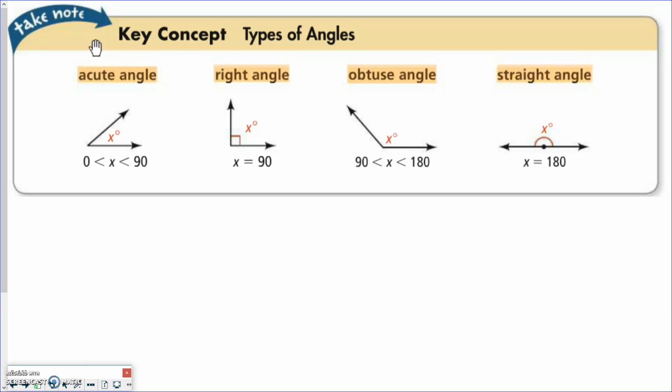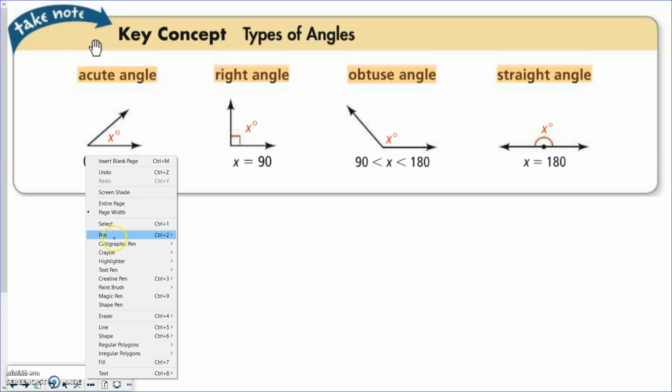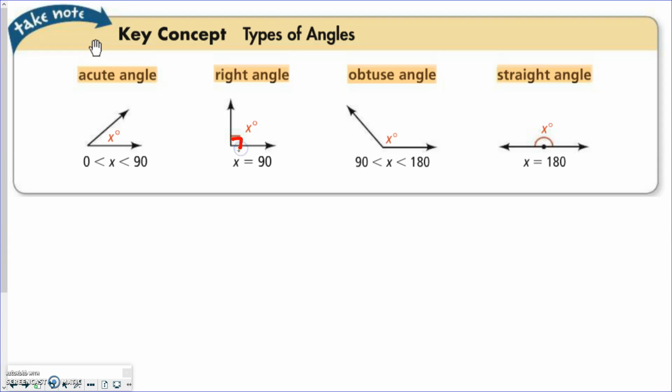The different types of angles. We have an acute angle, which measures between 0 and 90 degrees. A right angle is exactly 90 degrees, and you know an angle is a right angle if it has this box on the inside of it. An obtuse angle is any angle that measures from 90 to 180 degrees, and a straight angle is a straight line, and it measures 180 degrees.